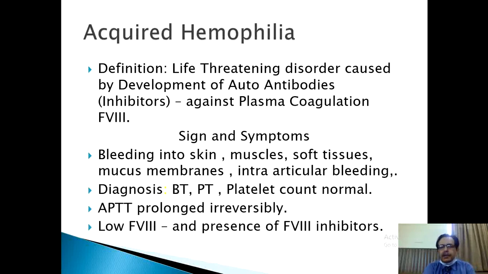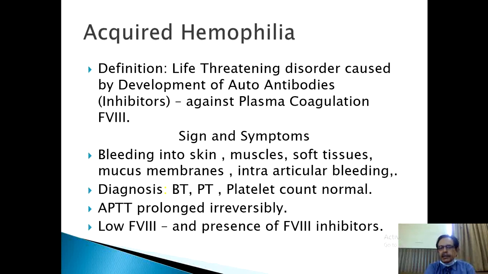Now coming to acquired hemophilia. First of all, the definition: acquired hemophilia is a life-threatening disorder caused by the development of autoantibodies or inhibitors. So in acquired hemophilia, there are autoantibodies against coagulation factor 8.